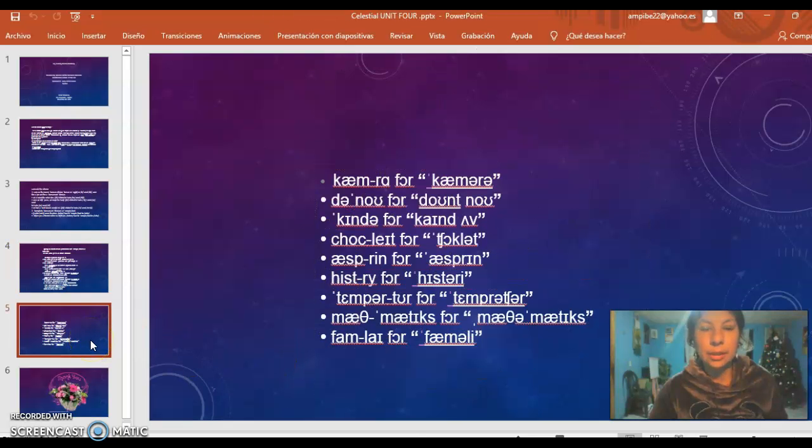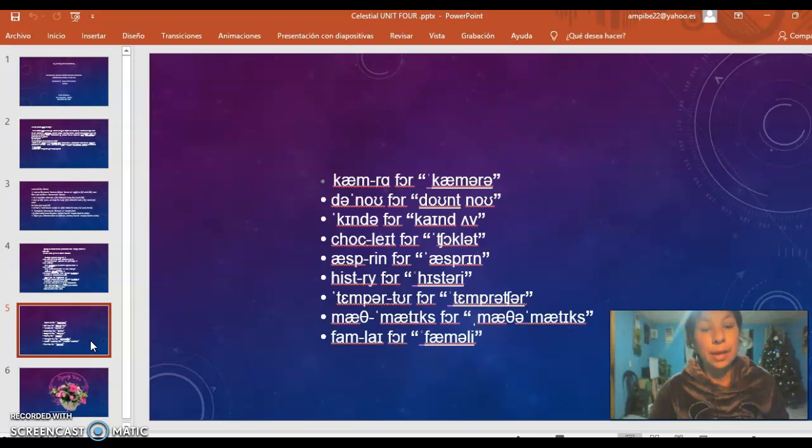Okay guys, now we're going to repeat these words using elision, and in our next class we are going to memorize them. And this is a qualification. So guys, you are going to memorize these words, okay?